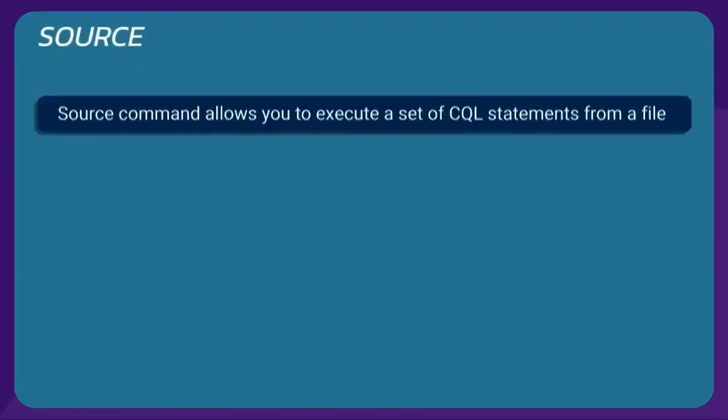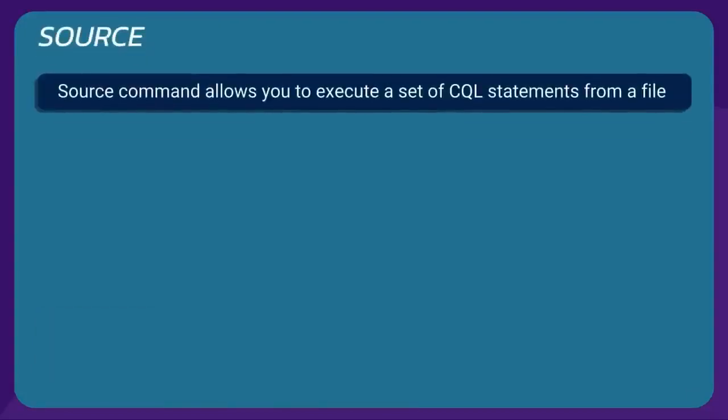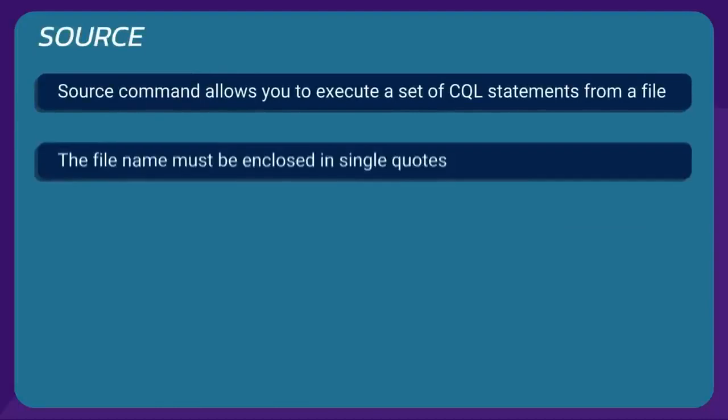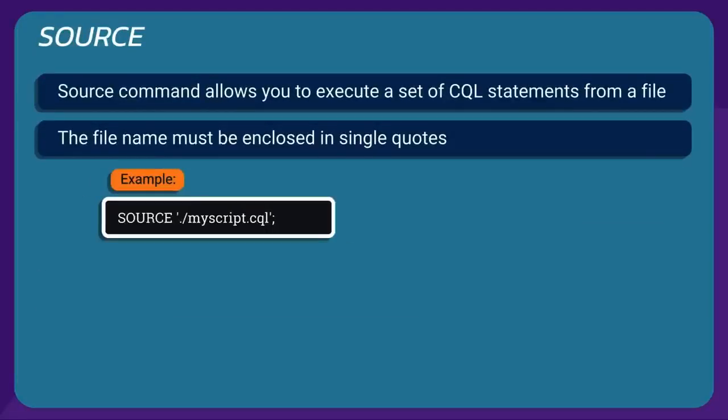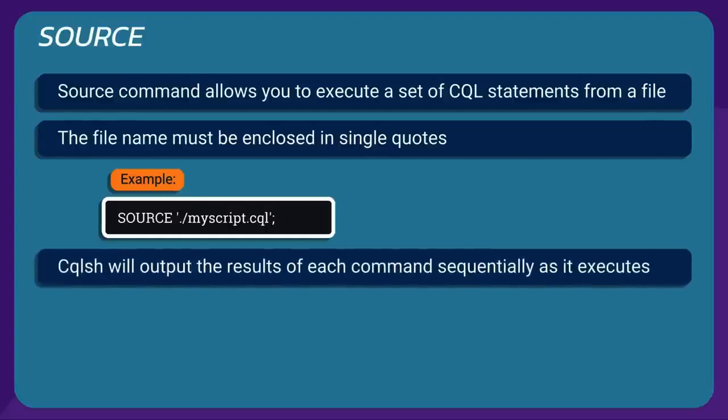The last command is the source command, which allows you to execute a set of SQL statements from a file. To execute a source command, you'll want to put the file name in single quotes. CQLSH will output the results of each command sequentially as it executes.